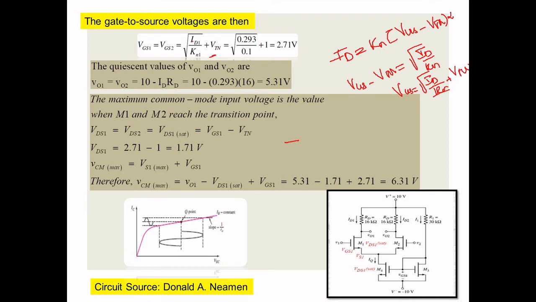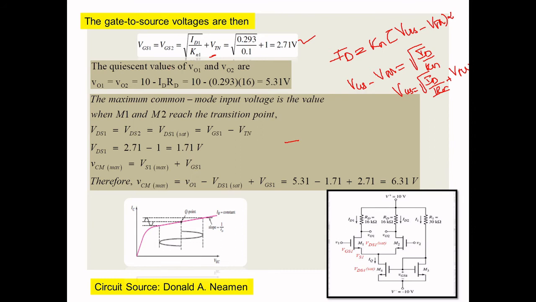Then I have substituted the drain current, which is 1/2 of the quiescent current. That is the square root of 0.293 divided by 0.1, plus threshold voltage 1. The Kn1 value, the conduction parameter for M1, is given as 0.1. So finally we are getting 2.71 volts.